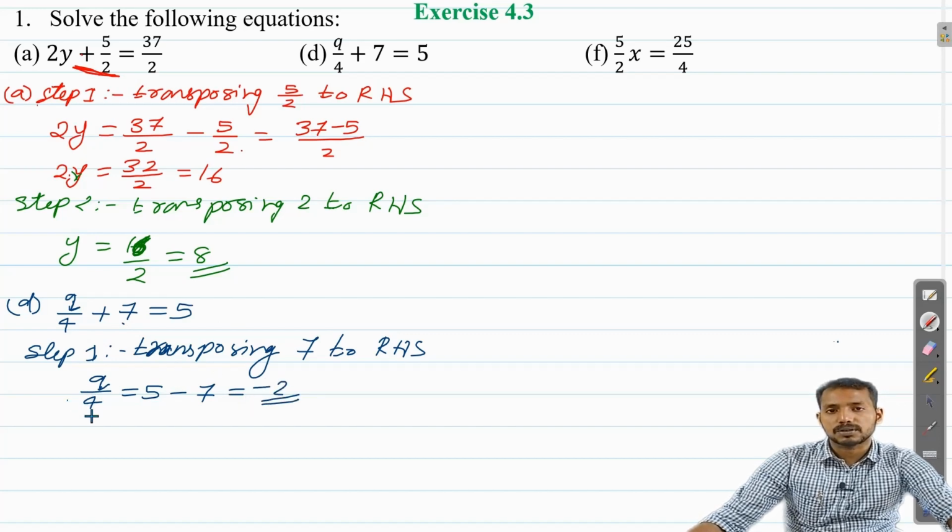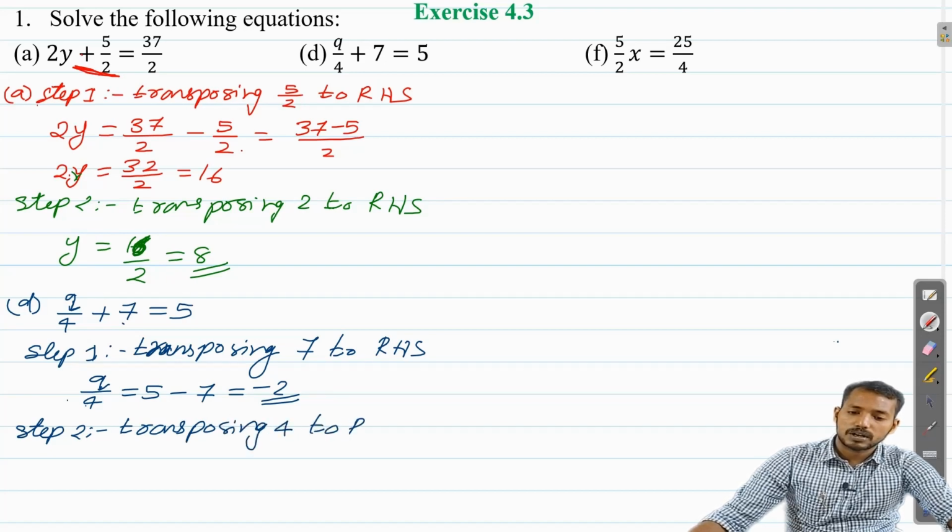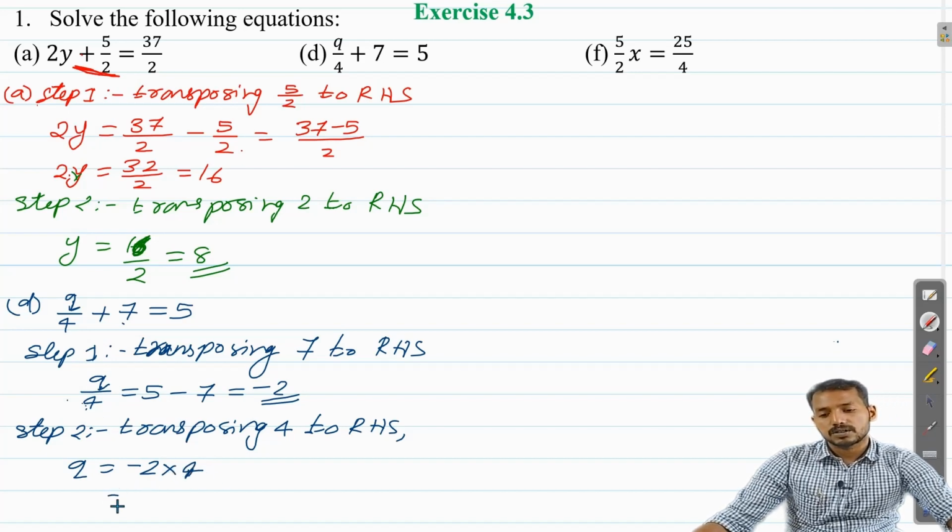Now this 4 should be separated, so we proceed with step 2. In step 2, here it is divided by 4, so take it by transposing 4 to RHS. We get q which is equal to minus 2. This denominator 4 will be changed to the numerator. That is, divided by 4 becomes multiplied by 4, which is equal to minus 2 into 4, which is equal to minus 8. So this is the solution.